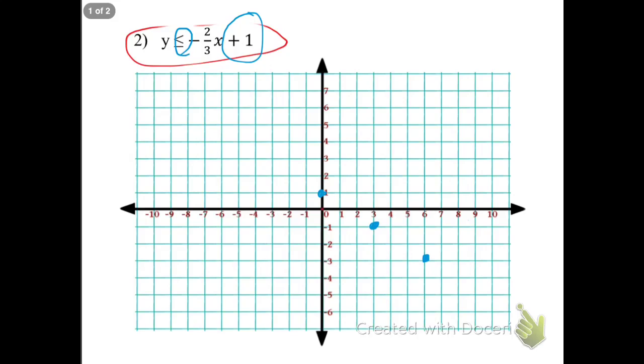Look closely at your symbol there. If it can be equal to, you're going to do a solid line. If it can't be equal, then you're going to do a dashed line. So since it can be equal, I'm going to do a solid line.